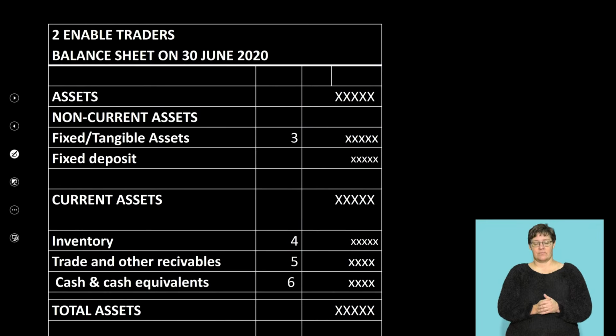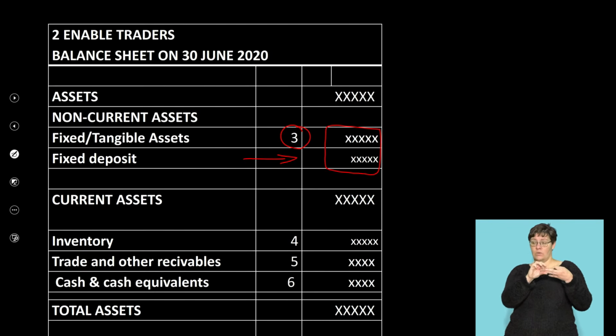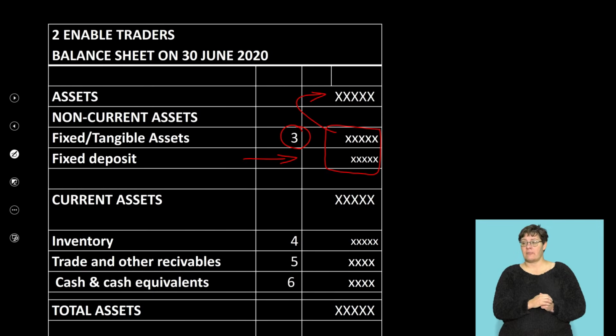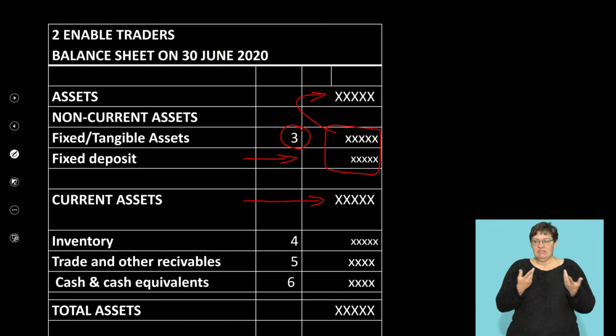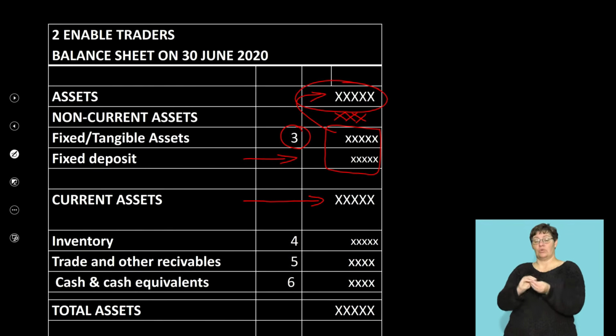Okay, so if you're looking at your balance sheet in its entirety now, right? You start off with your tangible assets, which comes from note number 3, right? You add your fixed deposit, which is your financial asset, right? And those two added together will give you that asset component there, right? And then you bring in your current assets, right? And then obviously these three figures, what are we talking about? The non-current assets plus your current assets will give you your total assets figure, right?